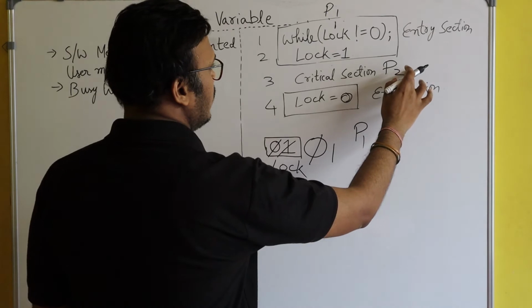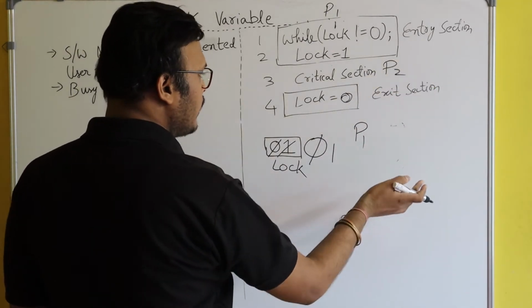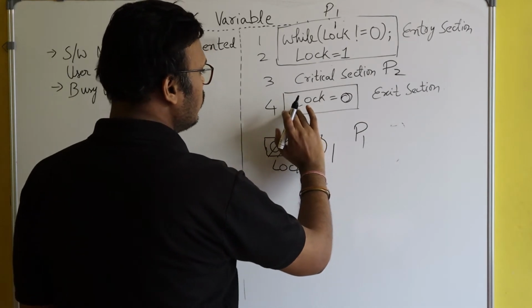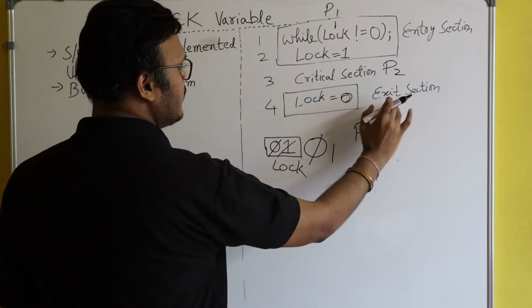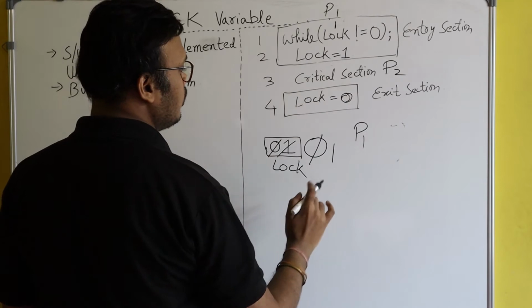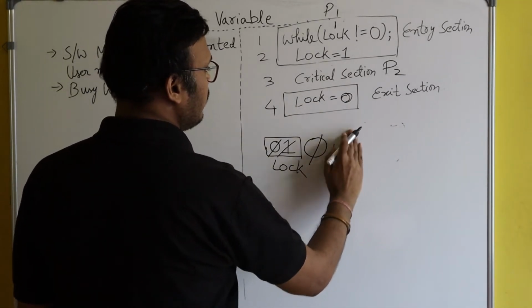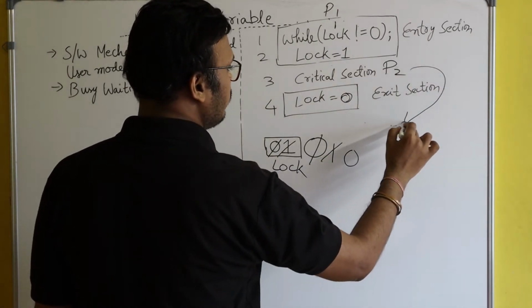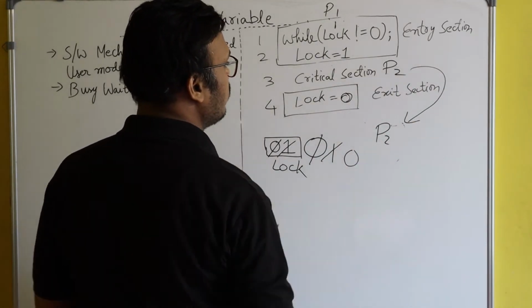And you see, then how will P2 come out from the critical section? P2 will go through this exit section code, lock is equal to 0. So P2 will make lock equal to 0 again, and P2 will come out of the critical section. So here is P2 now.